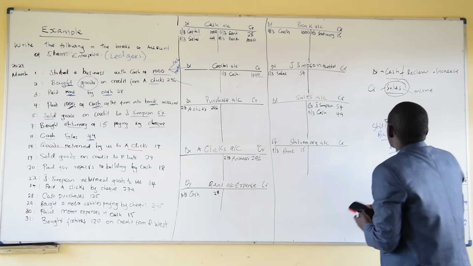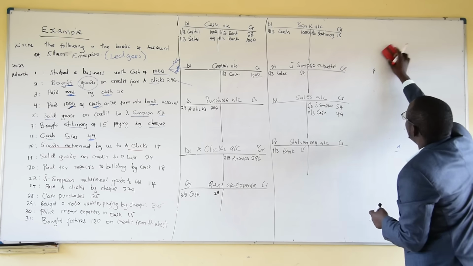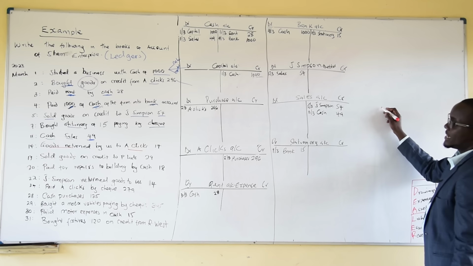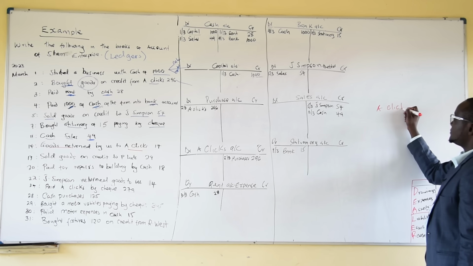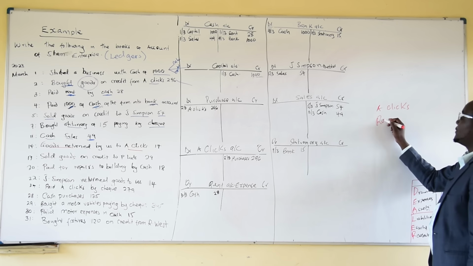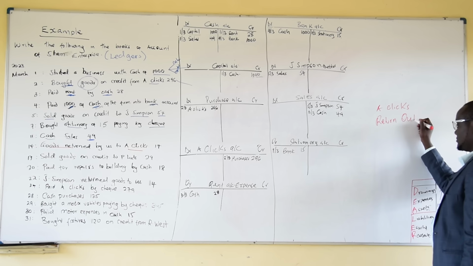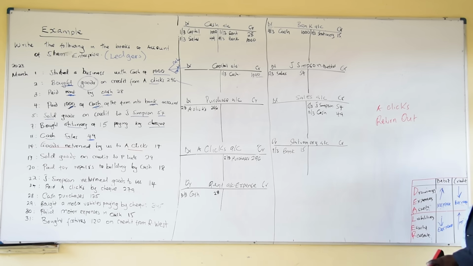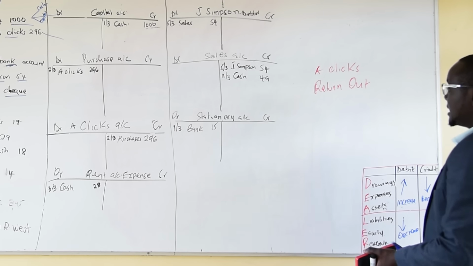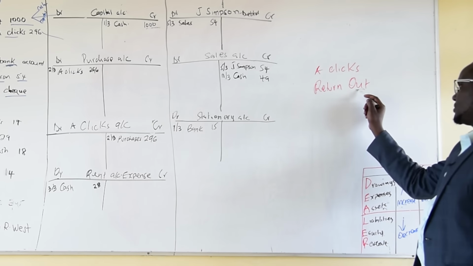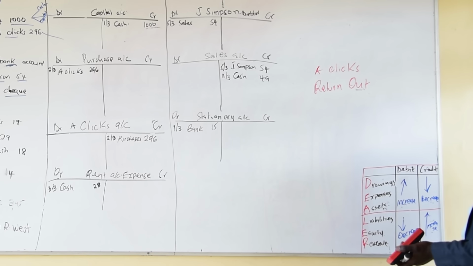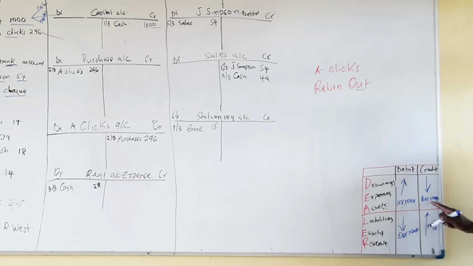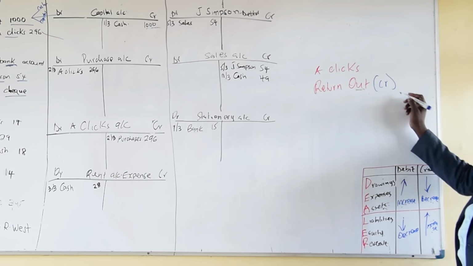So the two accounts being affected there are, one, A clicks, the person receiving the goods, and we have what we call the return outwards. For this return outwards, since we are losing stock, which is an asset, and when there is a decrease in an asset, what we do is that we credit. Decrease in asset is a credit. So we will credit this.